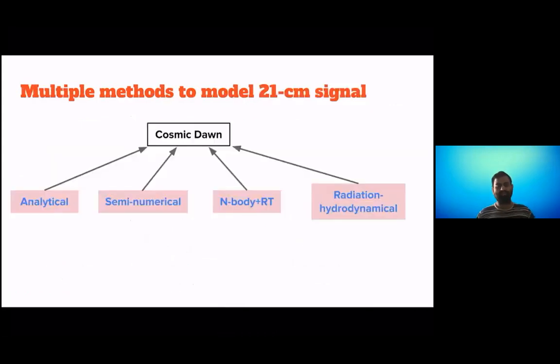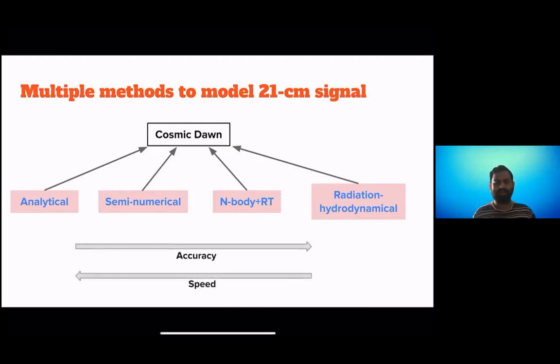There are many codes to model the 21 centimeter signal, and each of them can be broadly put into these categories. The N-body plus RT and radiation hydrodynamical codes are accurate, but computationally very expensive. The analytical and semi-numerical codes are less accurate, but are very fast and therefore useful for doing statistical inference of observations.